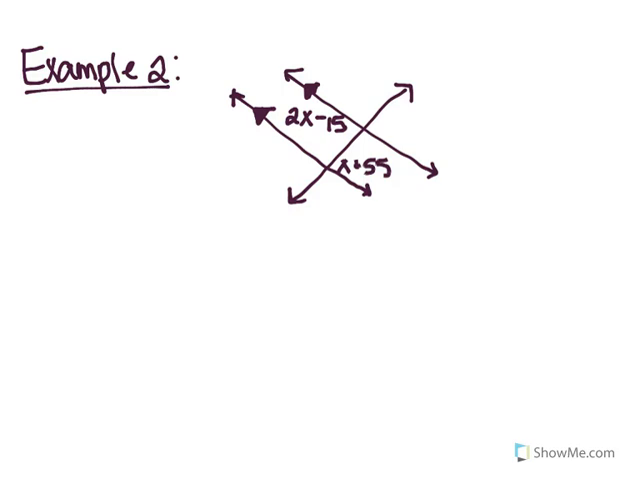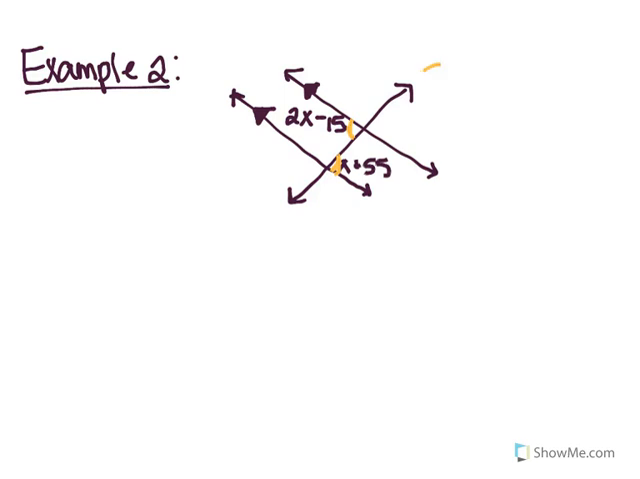Okay, so here's example 2. So we've got our pair of parallel lines and our transversal, and what's going to happen sometimes in your textbook is they're going to have some expressions for your angles, and it may not always be so clear as to where they belong. Always feel free to ask. This 2x minus 15 is this angle right here, and the x plus 55 is right here. Okay, so we have to identify their relationship first.